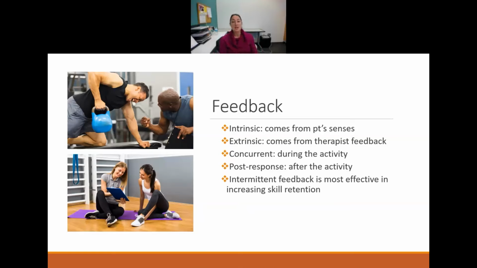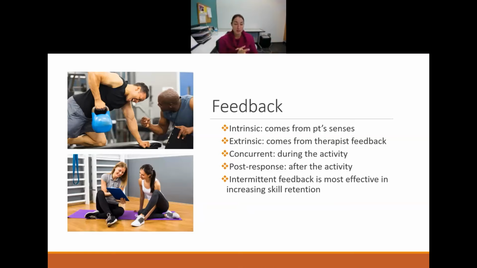Concurrent feedback happens while you're doing the activity. So in the first picture, he's lifting weights, and while he's doing it, the guy's saying, pull it up higher, move this way, relax your shoulder, whatever feedback he's giving. Versus post response, you may take a video or a picture or just sit down and say, now I noticed while you were doing that, you were holding your breath. Make sure you breathe. The best type of feedback is intermittent, and I believe all of these components would go into it. So some while they're doing it, some after, some from themselves, some from others.